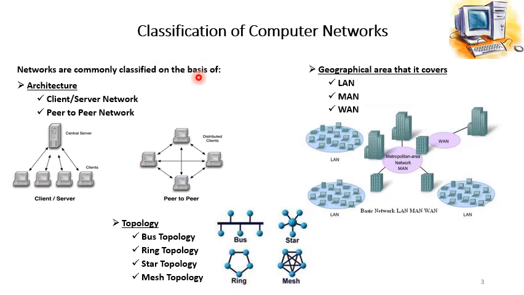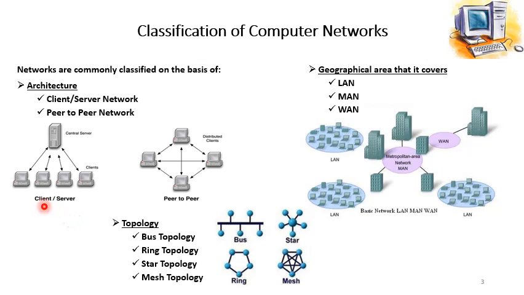If we see that on the basis of architecture, the network is commonly divided into two types. The first type is client server network, while the other is peer-to-peer network. In your book they have discussed only the client server network, but here I will give you a short explanation of the other network also, that is peer-to-peer network. So on the basis of architecture, the network is divided into two types, that is client server network and peer-to-peer network.